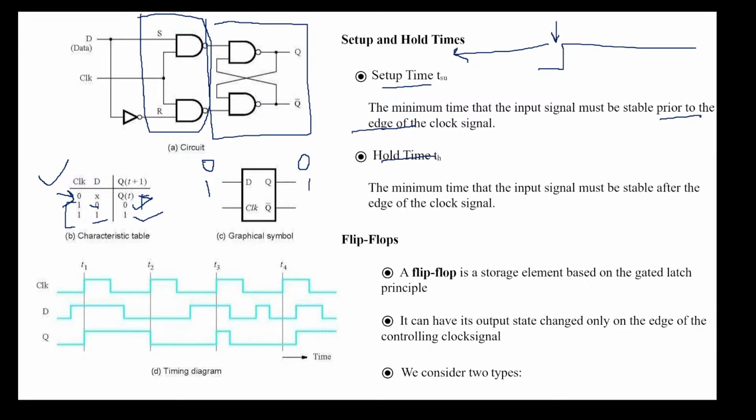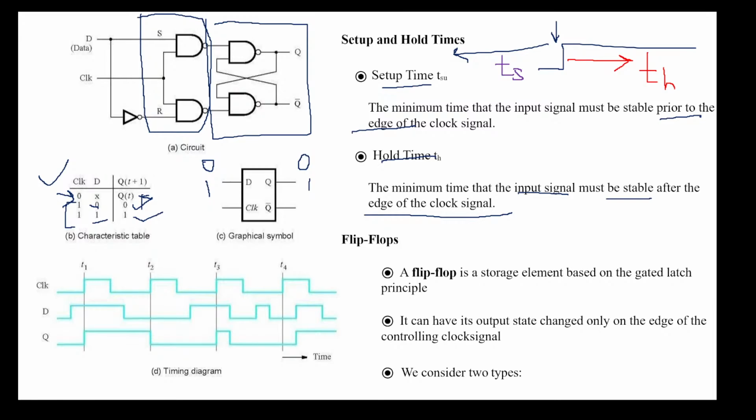And the second one is the hold time. The minimum time the input signal must be stable after the edge of the clock signal. After the edge means, see, this is the edge and this is after the edge. So after the edge, the minimum time that the input signal must be stable, this is the hold time after the edge, and this is the setup time. These are the two terms you need to understand.